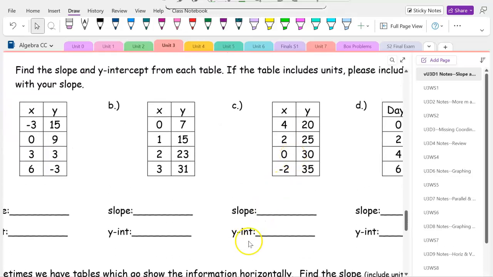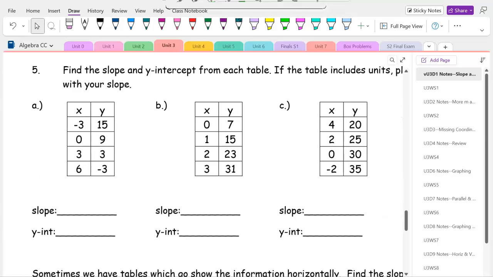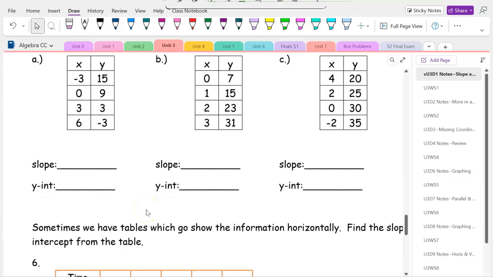All right, let's put this all together. We have a bunch of different tables. We're going to find the slope and the y-intercept from each table. And if the table includes units, we want to include units with our slope. For your slope, you're going to again do change in y over change in x. That means your jumps for your y over your jumps for your x.